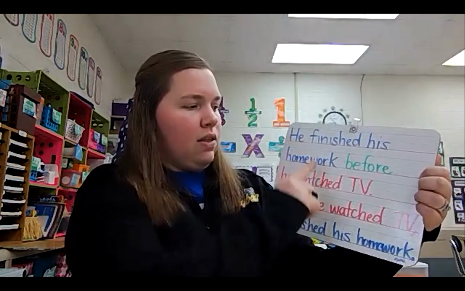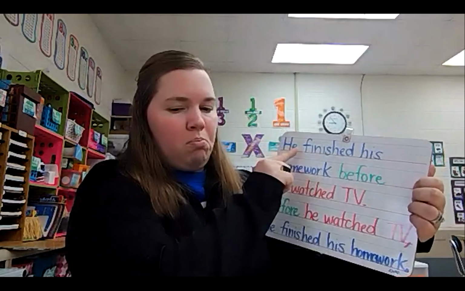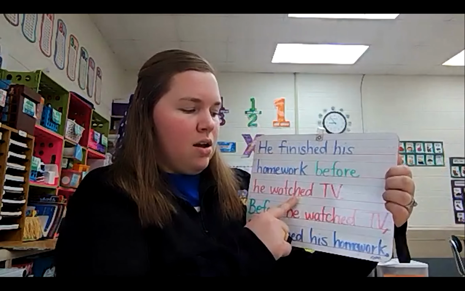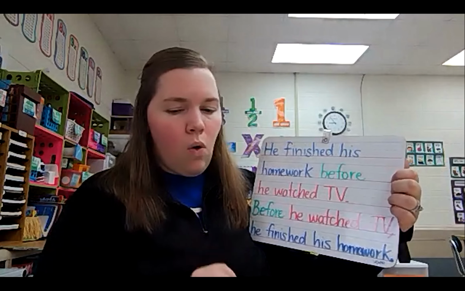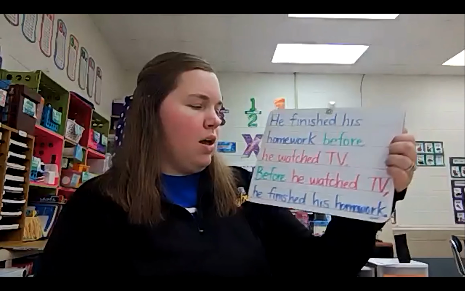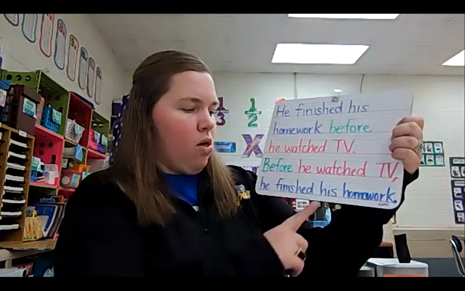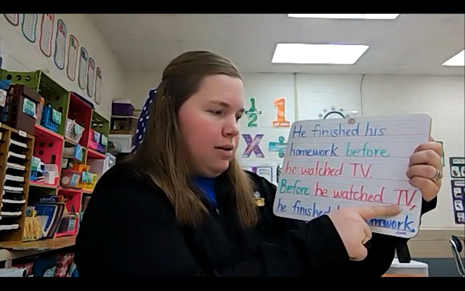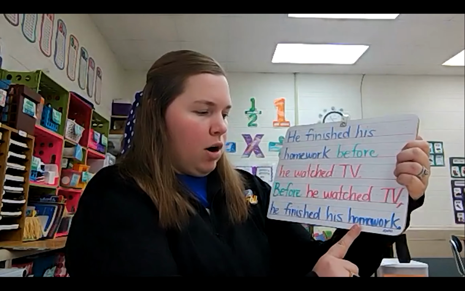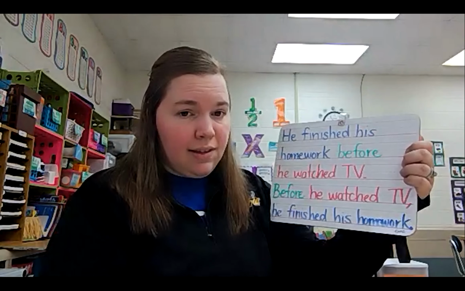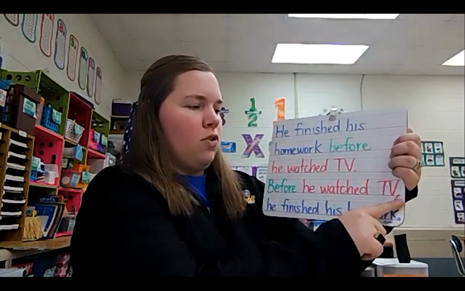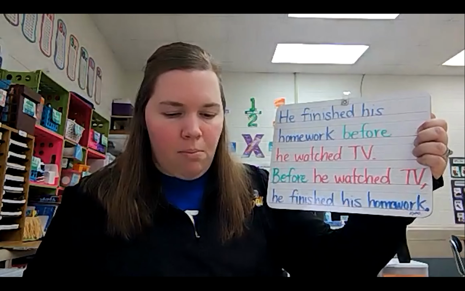You could write your complex sentence in this order, just like this. Put your independent clause, a subordinate conjunction, and then a dependent clause, or you could reorder it. You could put the independent clause last. Before he watched TV, he finished his homework. They both mean the same thing. They're just written different ways. If you put the conjunction first, you need to make sure that you have a comma.